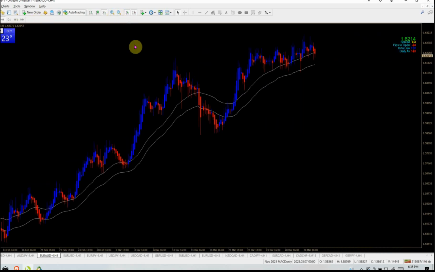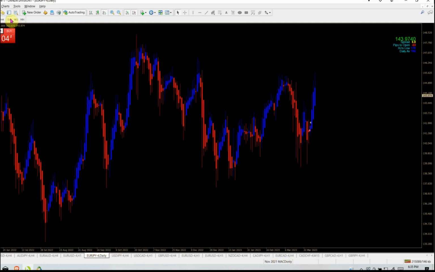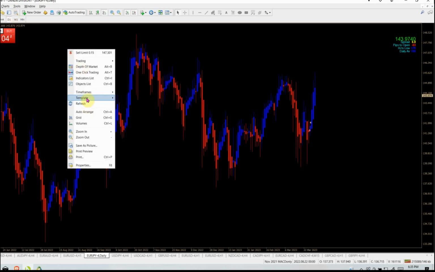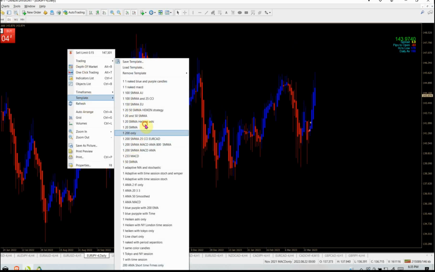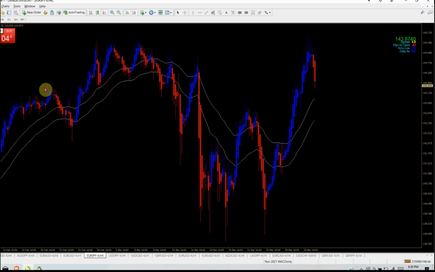All right, so let me zoom back out here. And I want to show you Euro-Yen. Oops, I've got to change my template here, guys. So on Euro-Yen, you can see we're in an uptrend on the 4 hour chart. Now we currently have this correction going on here, and this is what I want to focus on.